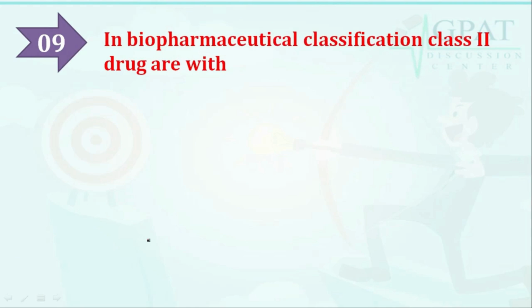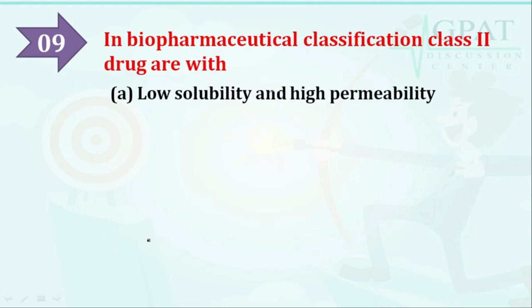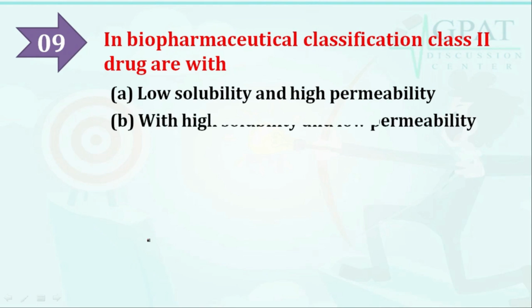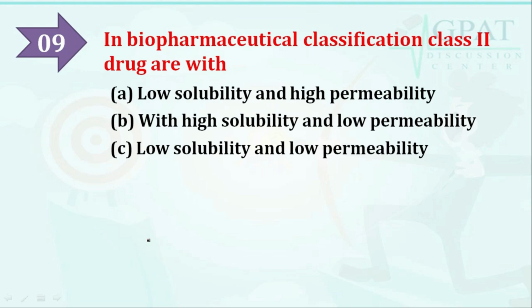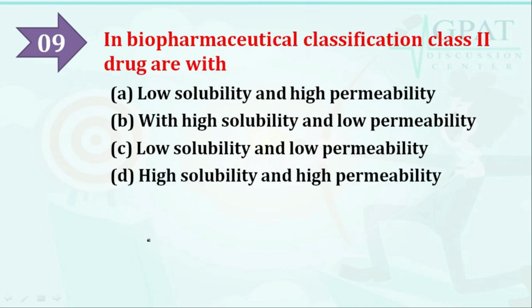So the next question is, in biopharmaceutical classification, the class 2 drugs are with, and here we have options: option A, low solubility and high permeability; option B, high solubility and low permeability; option C, low solubility and low permeability; option D, high solubility and high permeability.